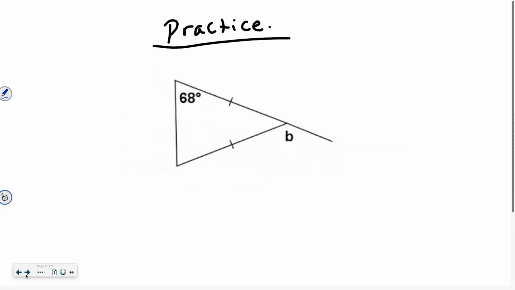So here's an example, okay? Well, first of all, let's identify what kind of triangle this is. Here you have a triangle, and it has these two sides marked up. Well, that means that off the bat, I already know that this is called an isosceles triangle. Okay? So if it's an isosceles triangle, looking back, I know that if this angle is 68, well, then this angle is 68 degrees.